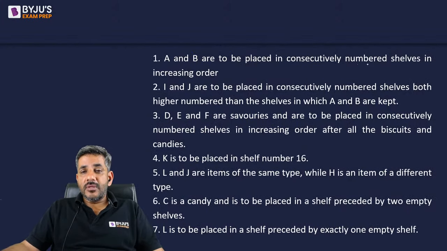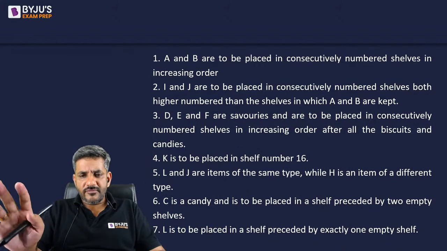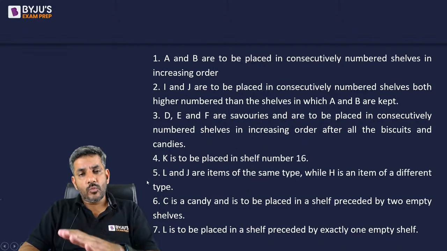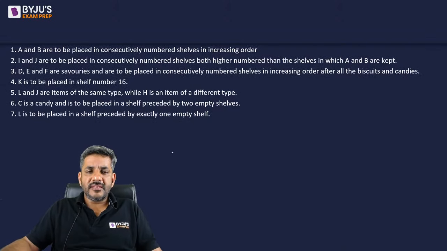A and B are to be placed in consecutive numbered shelves. I and J are to be placed in consecutive numbered shelves. D, E, F are savories and are to be placed in consecutive. K is to be placed. L and J are. So we have a lot of information according to which we have to put them now in these shelves. So what I have done, I have put all this information on one single page in a slightly smaller font. And now I would be making these over here.